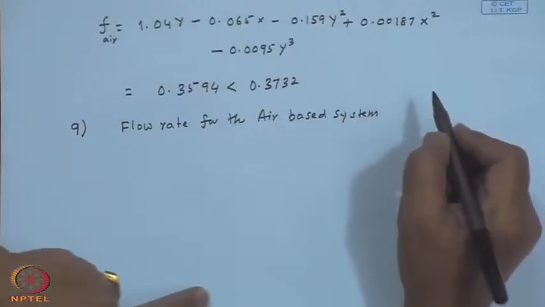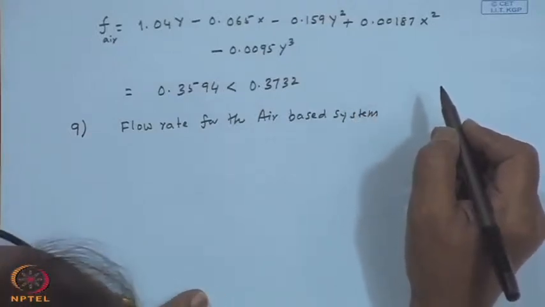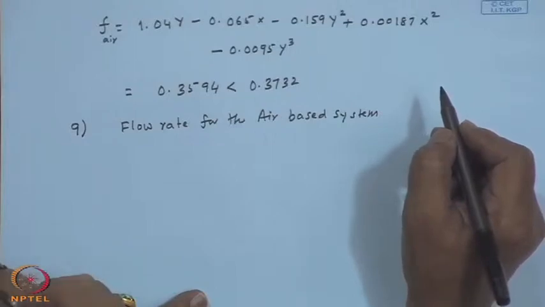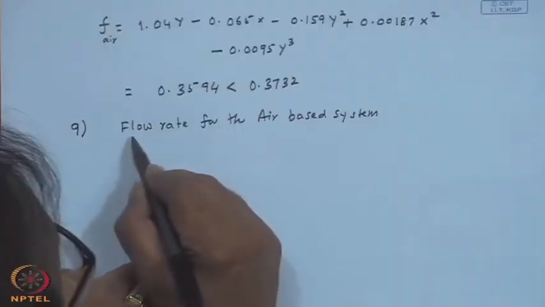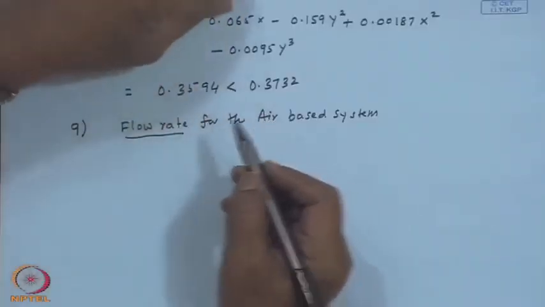You may recall for the liquid based system the corrections are for the heat exchanger, epsilon L C minimum by UAH equal to 2, and the other one is for the storage. For the air based system, the corrections are for the storage and the flow rate, because the performance is highly dependent upon the flow rate for air based systems.